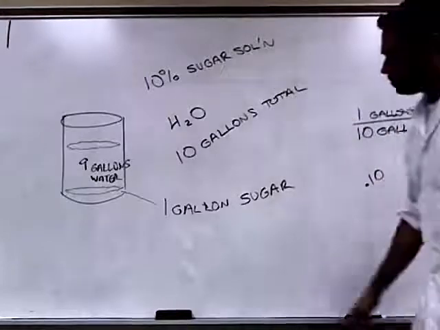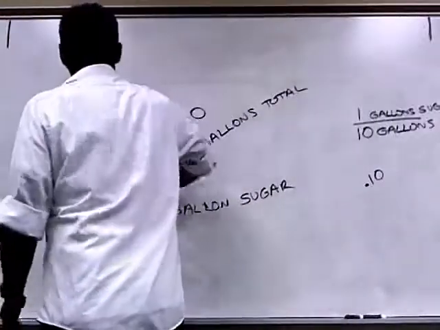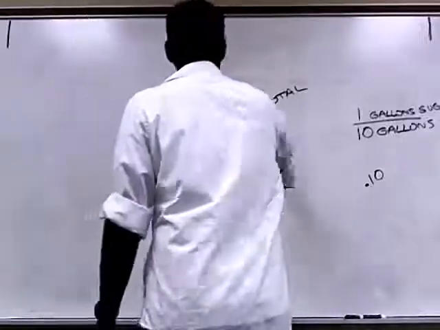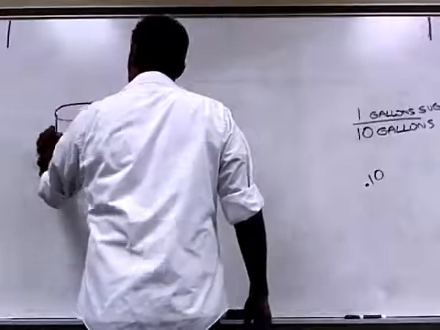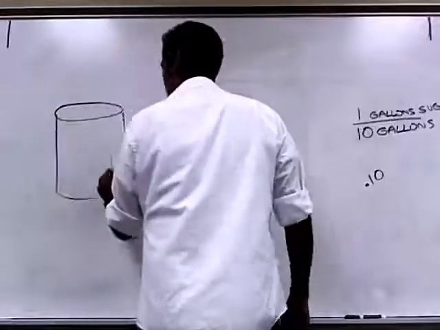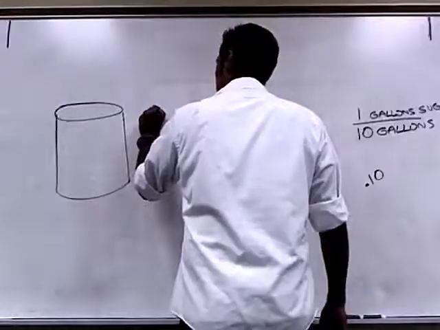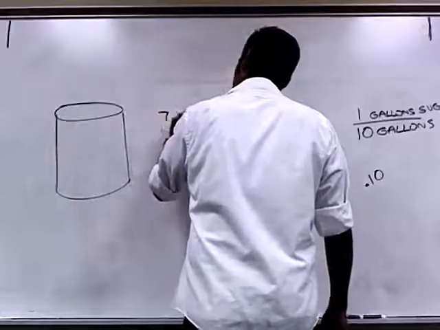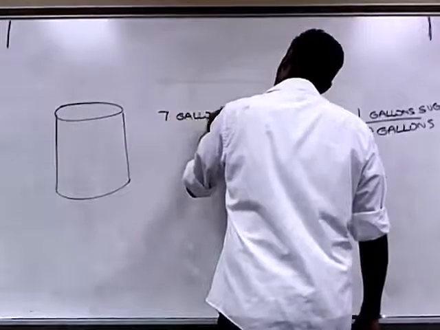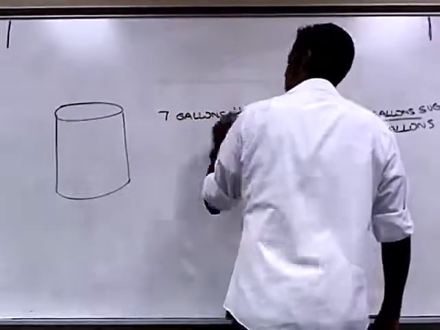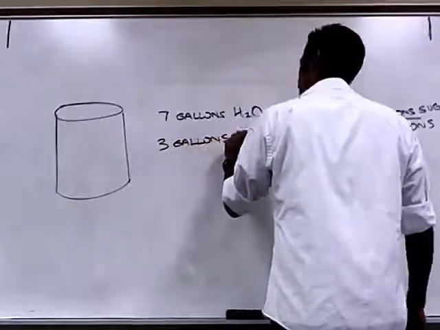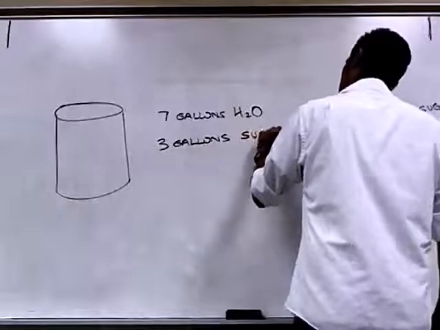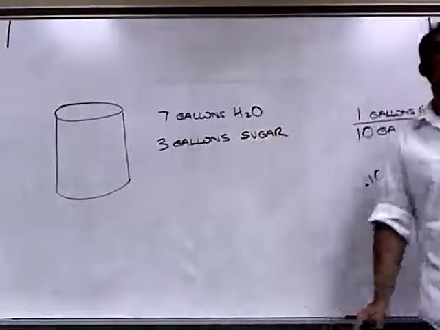But do you understand how this percentage is obtained? Okay. So you tell me this. Let's say I take a mixture and there's 7 gallons water, 3 gallons sugar. What percentage mixture of that is sugar?